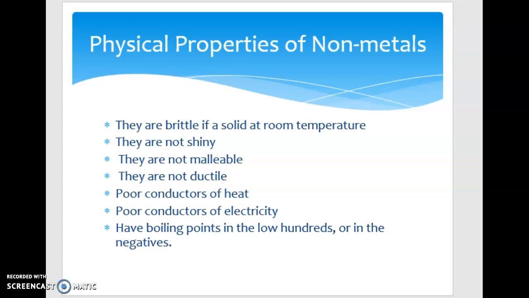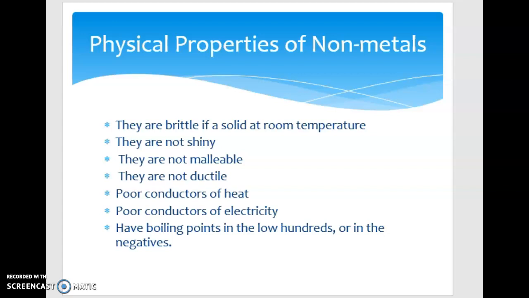So let's look at nonmetals. Nonmetals are on a very small portion of the periodic table, typically in group boron, and then groups 14, 15, 16, and 17 are all nonmetals. Well, how do you know they're nonmetals? What are their physical properties? What do they have in common?